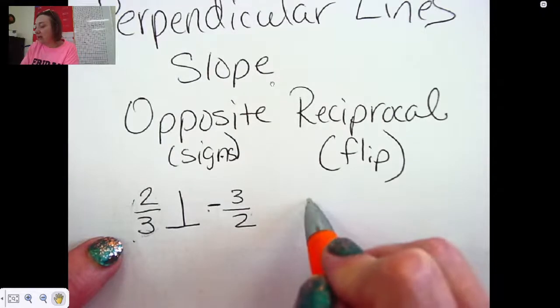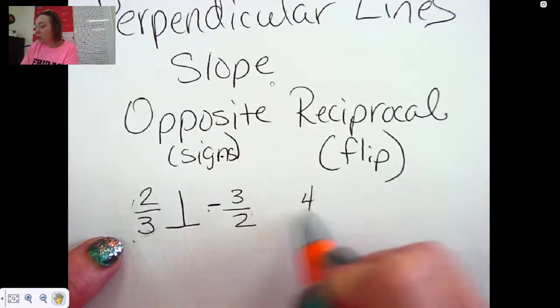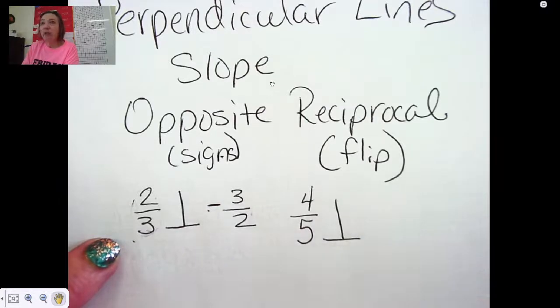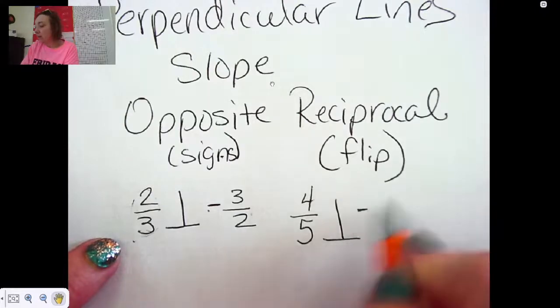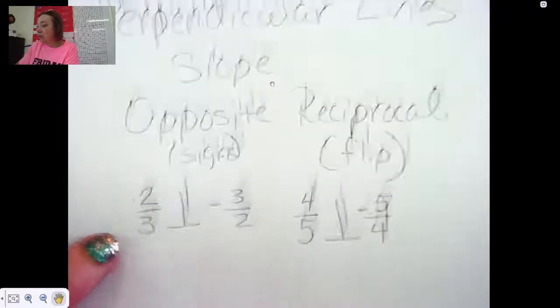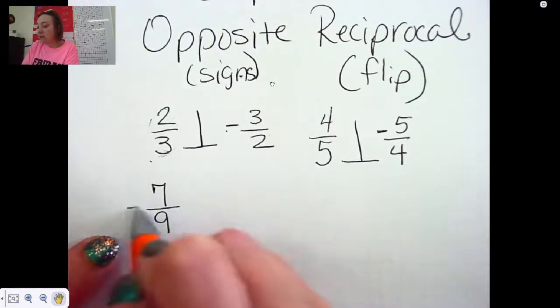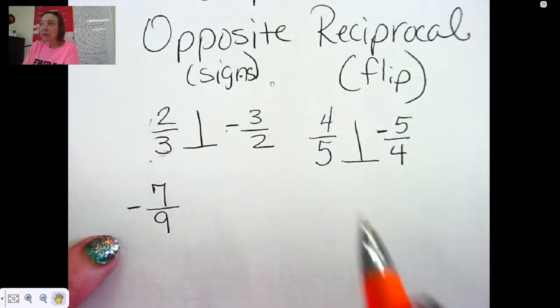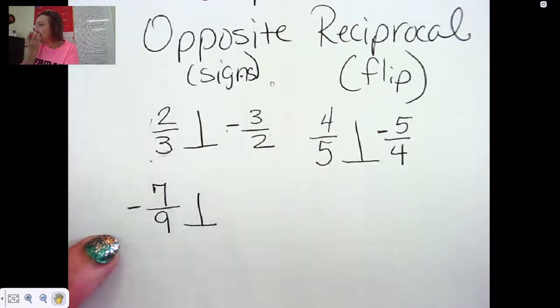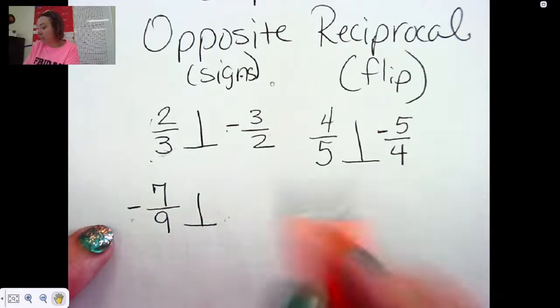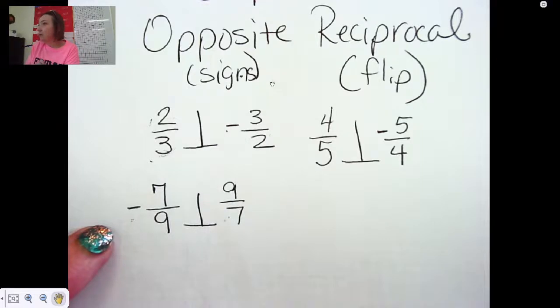So if you've got 4 over 5, Johnny, what would the opposite reciprocal be? Negative 5 over 4. If you've got 7 over 9, no, let's do this. Let's say you have negative 7 over 9. Brandon, what would the opposite reciprocal be? Almost. If this one's already a negative, what's this one going to be? Positive 9 over 7. Right? If one's a negative, the other one has to be a positive.